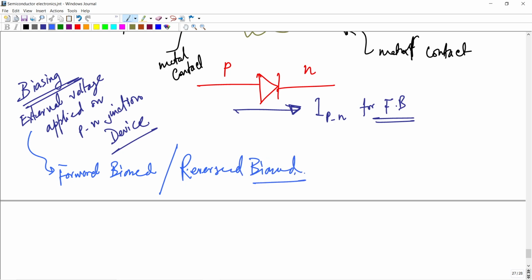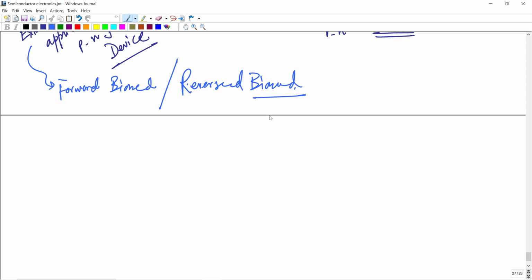Okay, so that's the diagram. PN junction device schematic, P and N. When the P terminal is connected to the positive terminal of the battery and N is connected to the negative terminal of the battery, the configuration is called PN junction in forward bias. Look at the diagram.